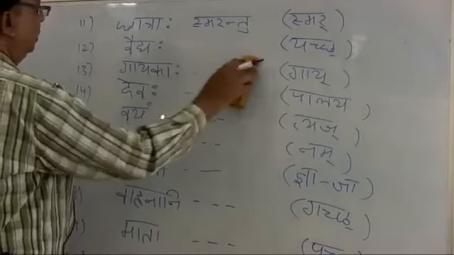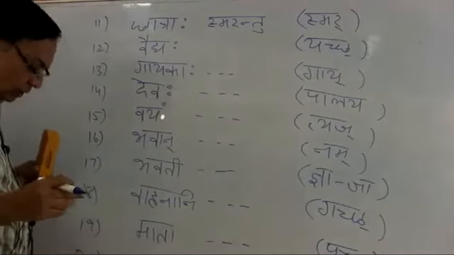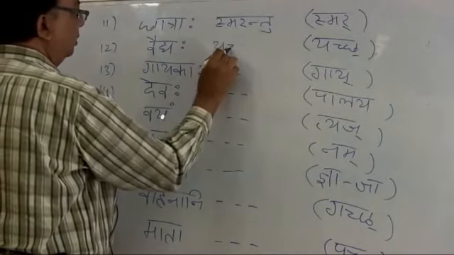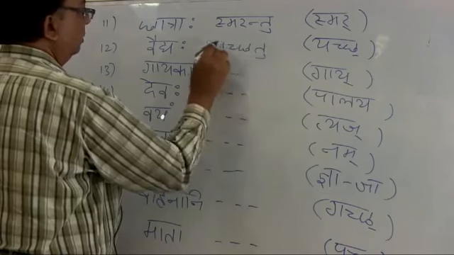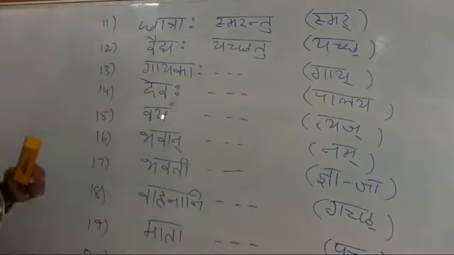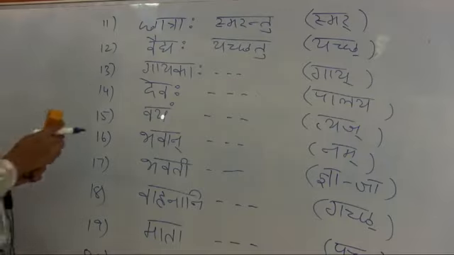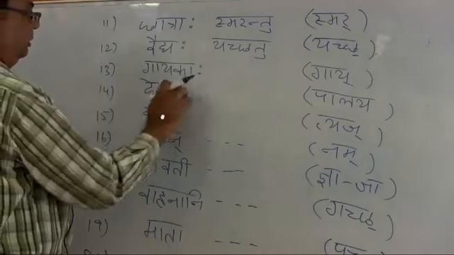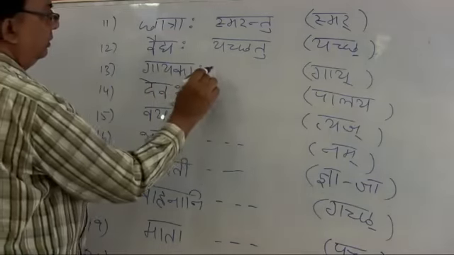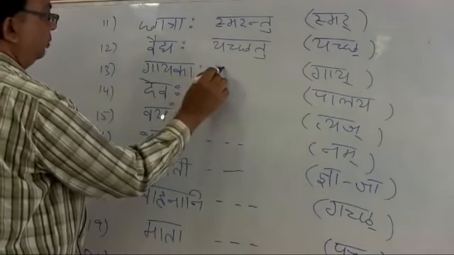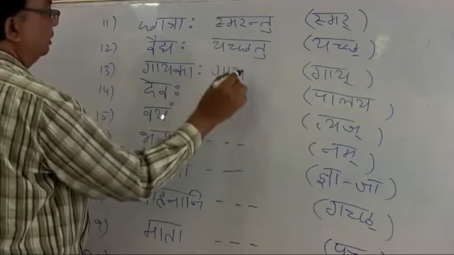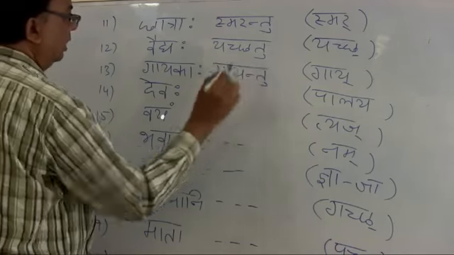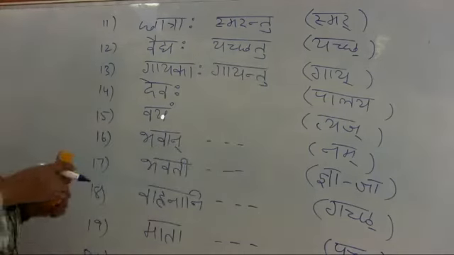Now, doing the Vaidyaha Yacha. Vaidyaha being a doctor, Yacha to give. Vaidyaha, third person singular. So therefore the verb will be Yachatu. Vaidyaha Yachatu. Let the doctor give. Now, the 13th one is given Gayakaha Gaya. So Gayakaha is third person plural. Therefore Gayantu, just like Chhatraha Smarantu. Gayakaha Gayantu.